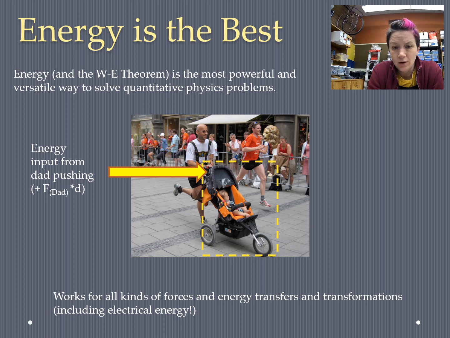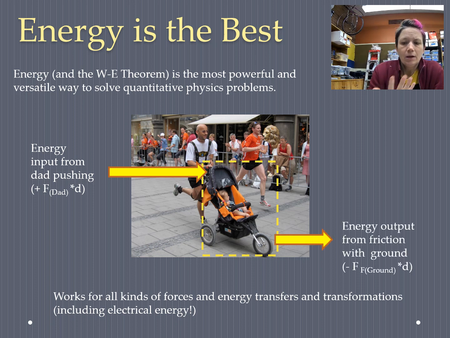So for example, we can measure using a force probe how hard the dad is pushing. It's easy to measure how far the stroller moves, so we know how much energy it's going to gain from the dad. Then we can also take away some energy from the system. It's pretty easy to measure or calculate friction. It's pretty easy to measure how far the stroller moves. And so we can overall figure out the delta energy, or the overall energy change, of the stroller.